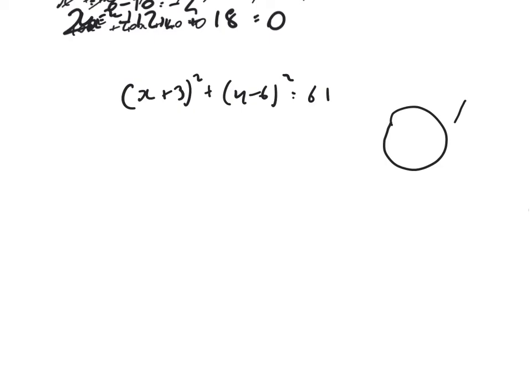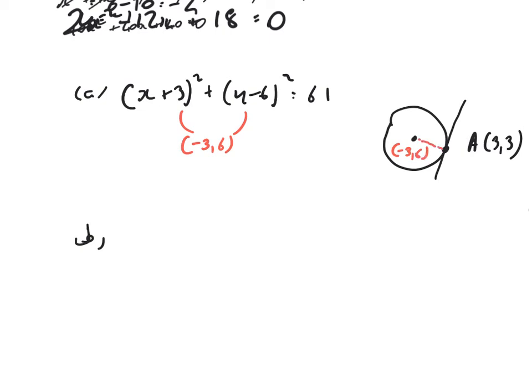A circle has equation (x + 3)² + (y − 6)² = 61. Find the equation of the tangent to this circle at the point A(3, 3). Okay, and then there's a part B to the question as well, which we'll come on to. So first of all, let's establish the circle centre, which would be (−3, 6).